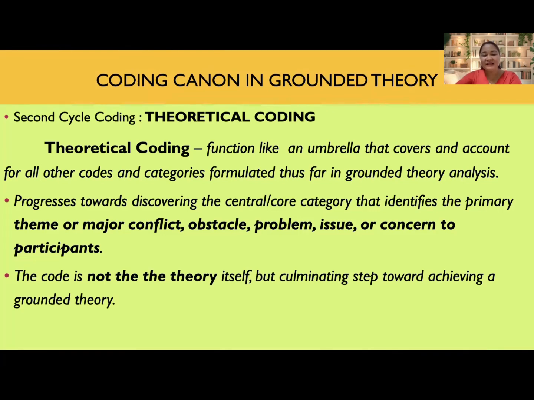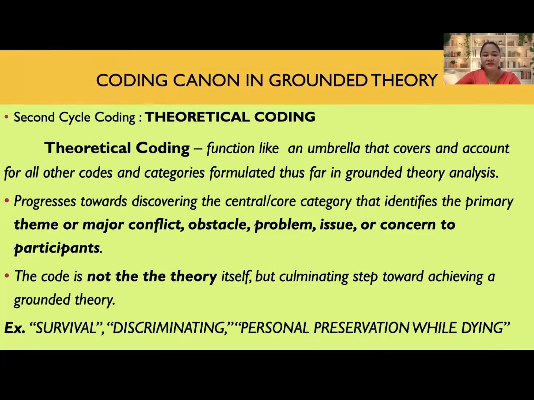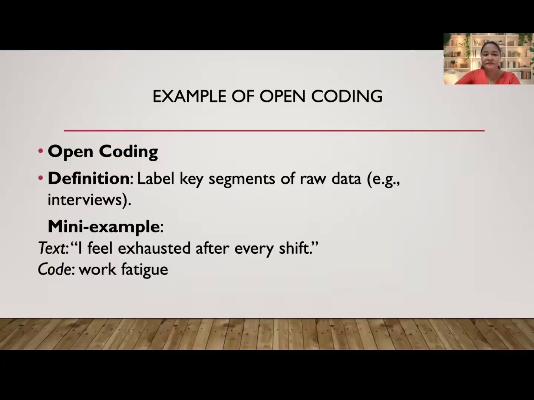The code is not the theory itself, but a culminating step toward achieving a grounded theory. It's not yet a theory. Example: survival, discriminating, or personal preservation while dying. It's a situation here. So, an example of open coding.